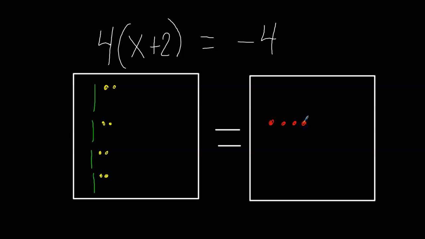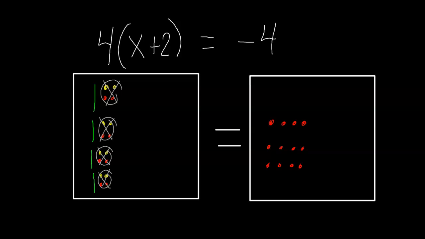I always look at the side that has my variables, so I'm looking at the left-hand side. I have 2, 4, 6, 8 positives, so I'm going to add 8 negatives. What you do to one side, you always do the other, so I'm going to add 8 negatives. I'm going to get rid of my 0 pairs. And then the other side actually doesn't have any 0 pairs because all we have is negatives. So now I have 4x is equal to negative 12.